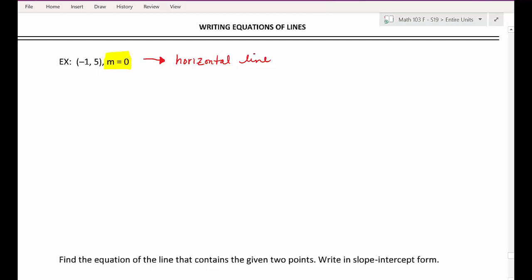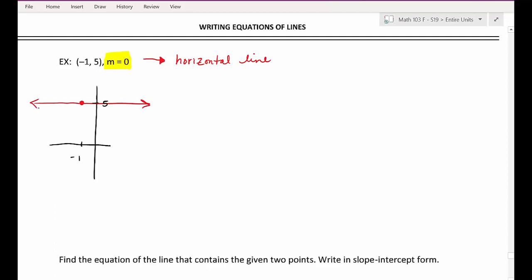Although I could plug these numbers into one of the forms of a line and get my equation that way, it wouldn't work if the slope was undefined. You can't plug the word undefined into an equation for a variable. So what I like to do with these special case ones is draw a picture. I know this is a horizontal line passing through the point (-1, 5). So here's (-1, 5). There's my line. I'm just going to write the equation.